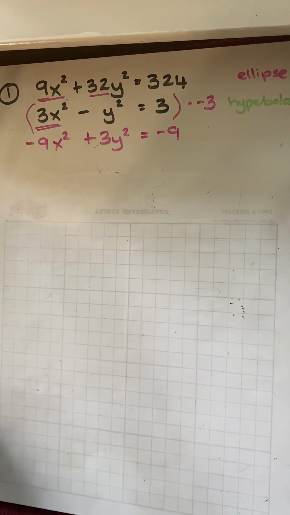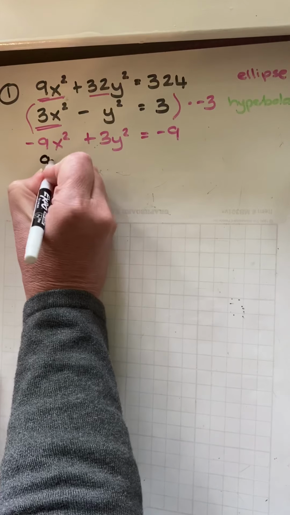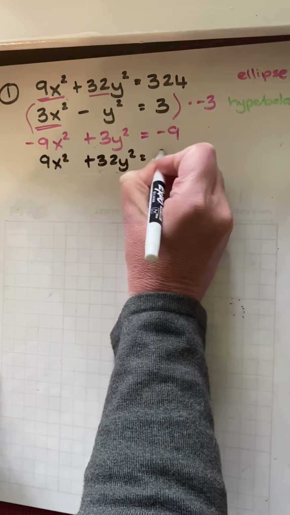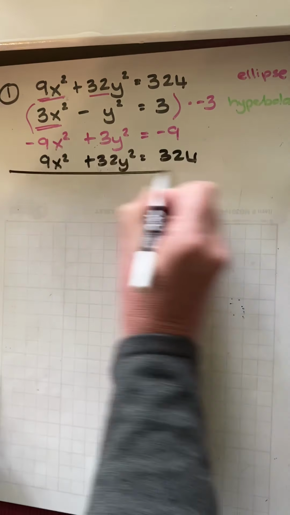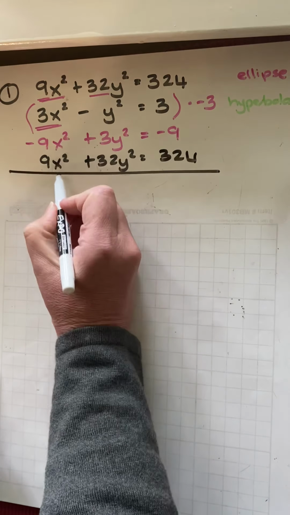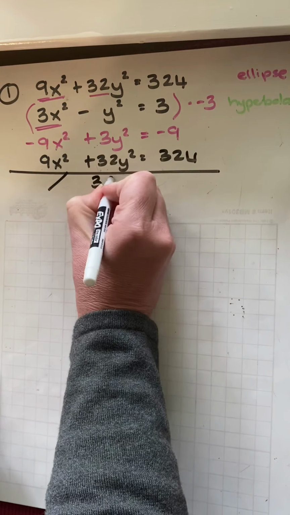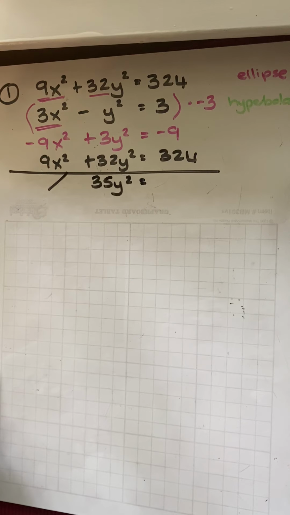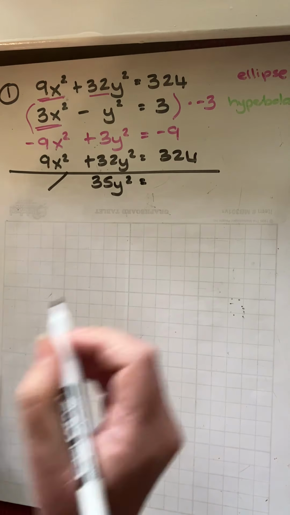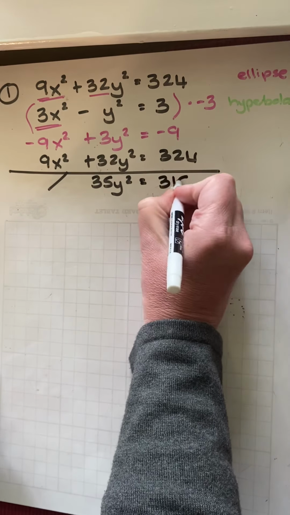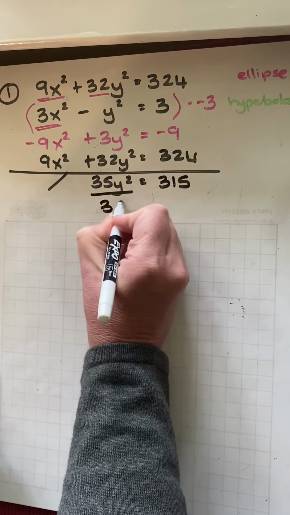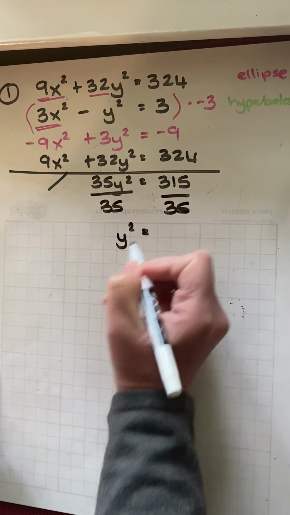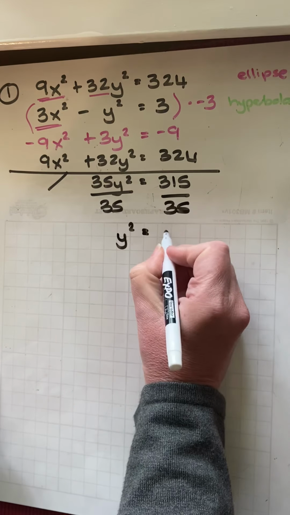And then I'm just going to rewrite my first equation underneath there, and then I'm going to add. Now my x squared terms are going to eliminate. This is going to give me 35y squared, and -9 plus 324 is going to give me 315. I'm going to divide both sides by 35, and I'm going to get y squared equals 9.